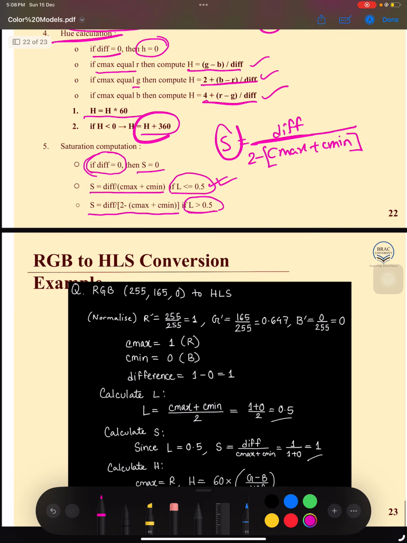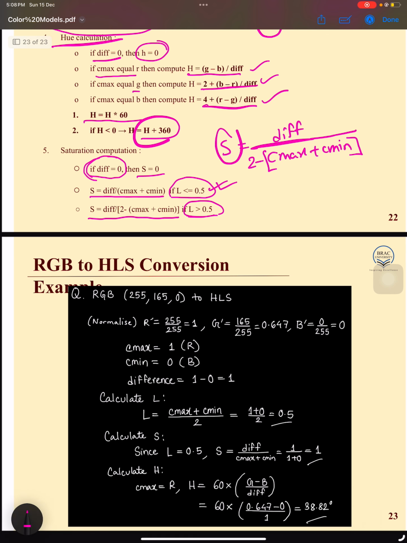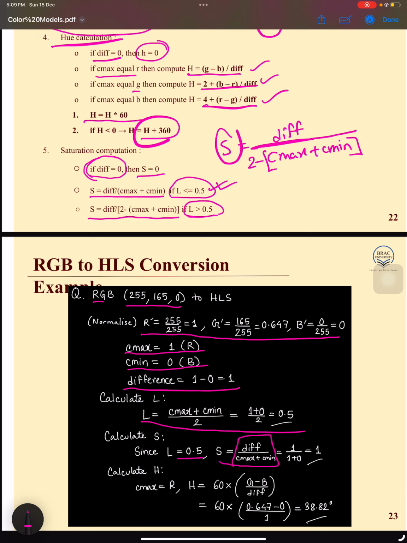And here is an example conversion. We see that we are given RGB. This isn't normalized, so we normalize them. From here, we compute Cmax, Cmin, and the difference. Using Cmax and Cmin, we find the lightness parameter. From there, since lightness is equal to 0.5, the formula for S is just difference divided by Cmax plus Cmin, and we get saturation as 1.